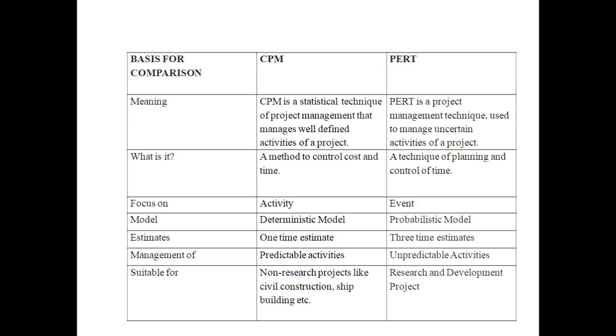The critical path method is suitable for non-research projects like civil construction, shipbuilding, etc. And program evaluation review technique is suitable for research and development projects. This is related to your exam orientation question. Before writing these question differences, first of all you write what is Pert, what is CPM, then you take the differences of CPM and Pert analysis.